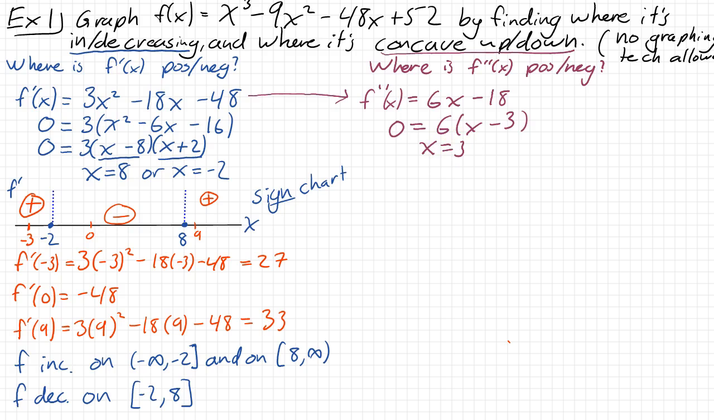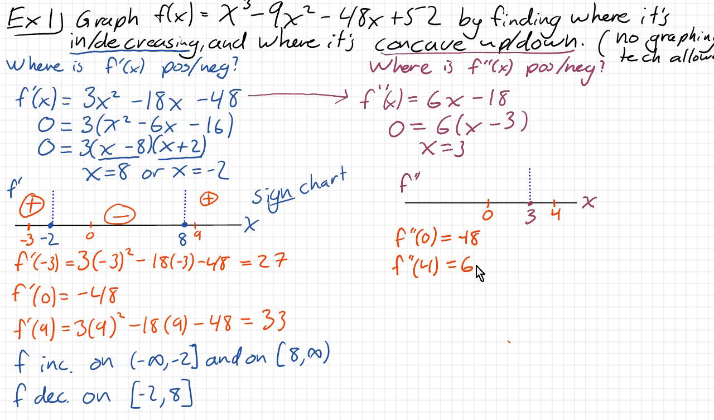So if we're going to make a sign chart, that's the place where it can change between being positive and negative. So for the sign chart, here's the x-axis. At x equals 3, f double prime is 0. Let's plug in a couple other numbers that are easy to do arithmetic with, like 0 and maybe 4, and find f double prime of 0 and f double prime of 4. f double prime of 0 is negative 18, and f double prime of 4 is 6.